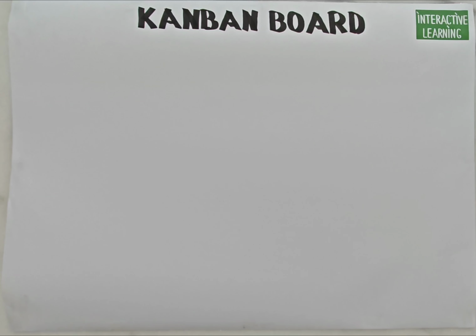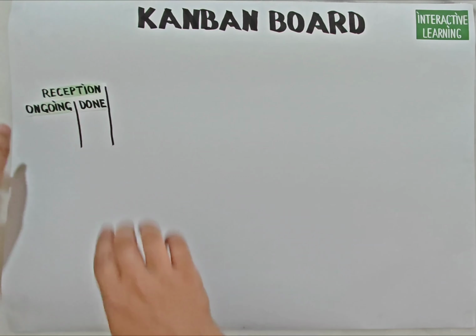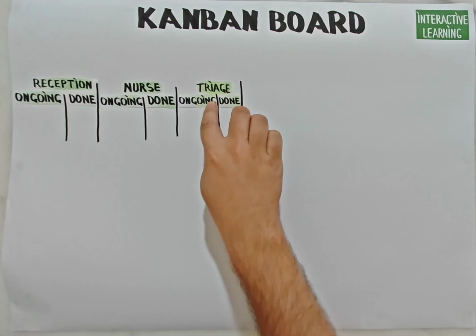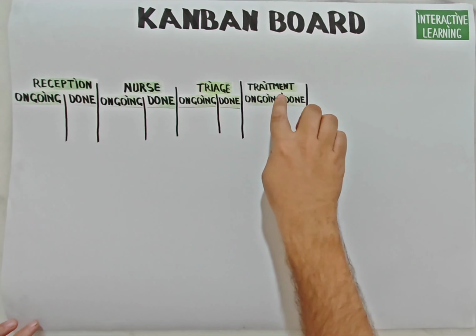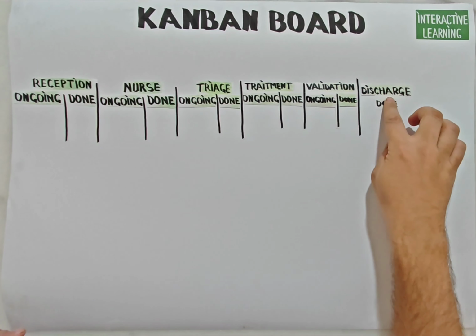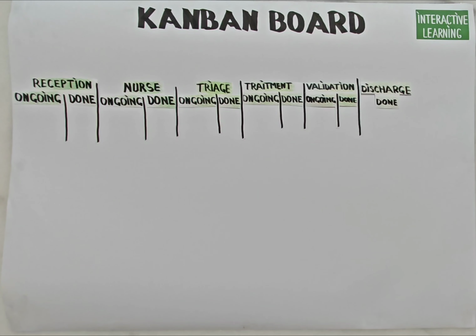The Kanban board is a visual representation of the workflow. In our example, the states of a workflow are the different steps the patient goes through in an emergency room. They start at reception, then they wait to be called by a nurse. Next, they are called for triage by a doctor, followed by receiving the needed treatment. After this, a senior physician completes the validation. Finally, they are discharged.